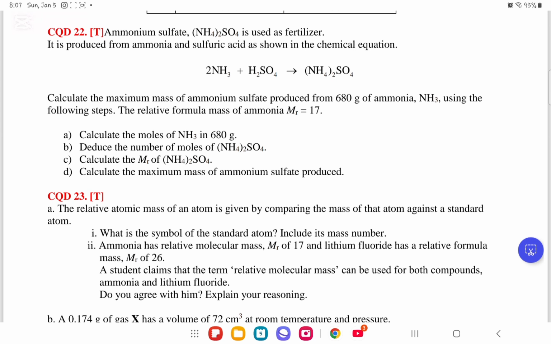So very simply, we need to calculate the number of moles of NH3 in 680 grams. So that's 680 divided by 17, which gives us 40 moles. So now we have to deduce the number of moles of (NH4)2SO4. So if 2 became 40, how much will 1 become? 1 will then become 20 moles. So part B is 20.